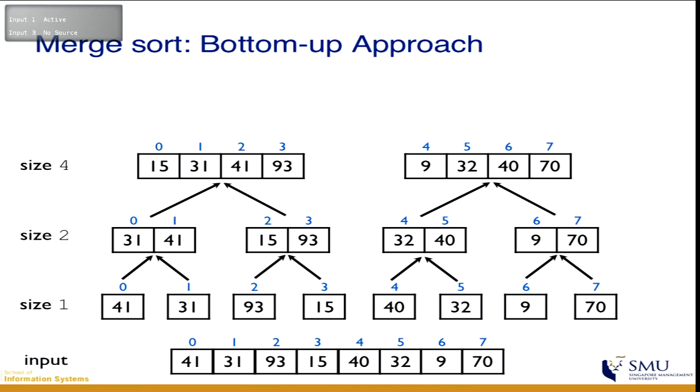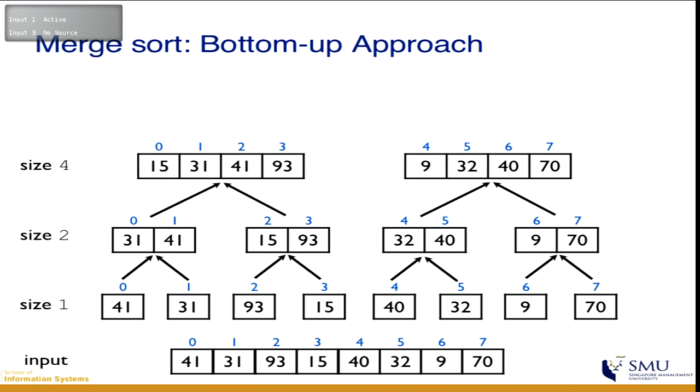15 is smaller, so 15 can go up first, right? And then 15 has left, so in this row there is only 93. Because imagine that 15 has gone up first, we're going to compare 31 to 93. 31 is smaller, so 31 goes up, leaving 41 and 93 behind. Then we compare 41 and 93. 41 goes up and then 93 follows.